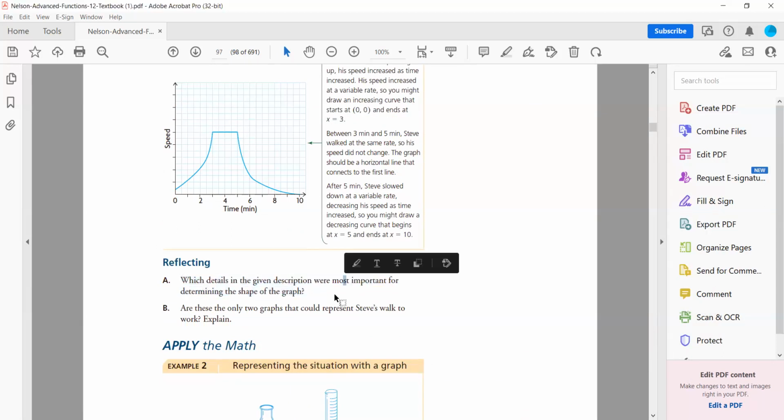Which details in the given description were most important for determining the shape of the graph? As for me, the most important thing that gives us 100% certainty about how the graph looks was the statement that Steve was walking at a constant rate of change after 3 minutes for 2 minutes, which makes us draw a straight line independently of whether he was decelerating exponentially or with linear dependence.